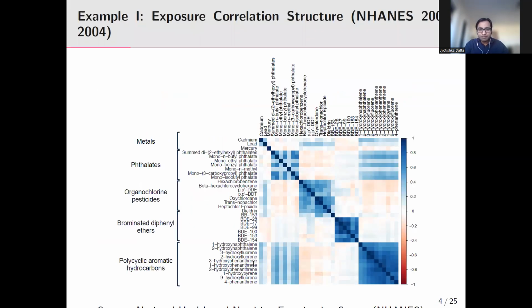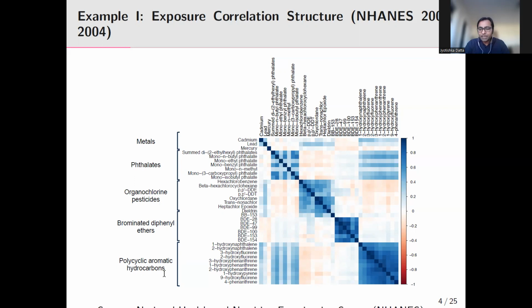All right, so the motivation, and this is the immediate use part of this type of research, is the exposure correlation structure for NHANES data. Here, what you see is the correlation matrix, and if you look, we have 1, 2, 3, 4, 5 predefined groups. Some of these groups, like metals, have weak pairwise correlation and also heterogeneous effects. But if you look at some of the other groups, like the brominated diphenyl ether or the PAH, they have very strong pairwise correlation.